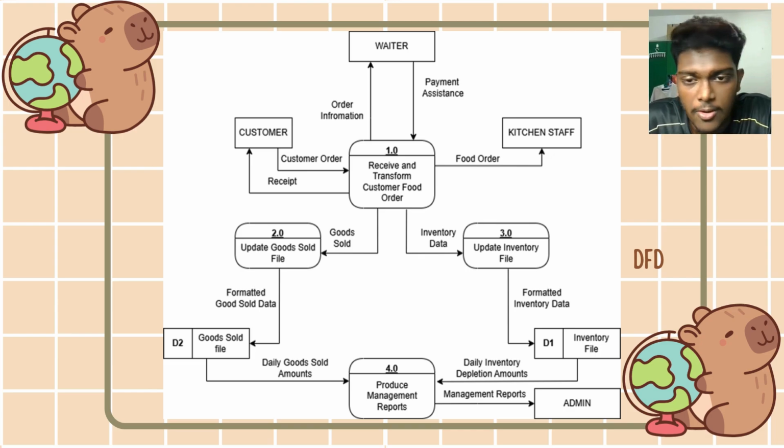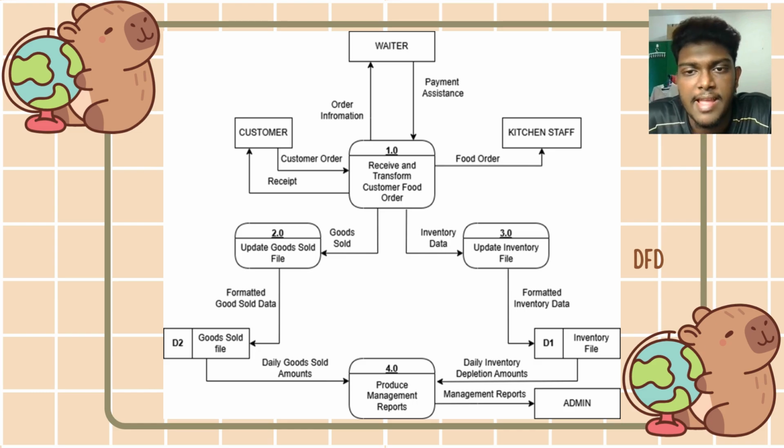Process 3.0 is update inventory file, which reduces the inventory based on the orders placed. And process 4.0, produce management reports, which helps generate daily reports for the admin using sales and inventory data, for improvement in the coming days for the admin.